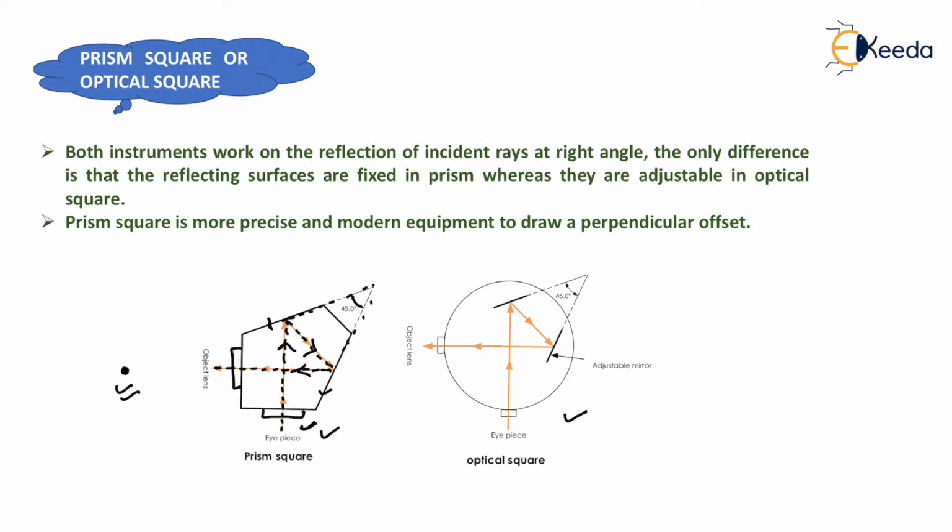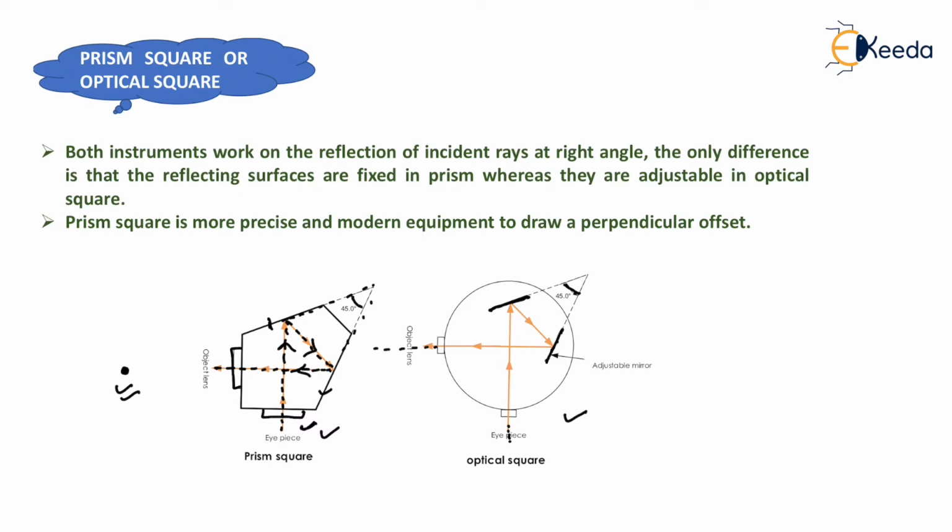Now in the optical square the principle is the same as that of the prism square, but in the optical square adjustable mirrors are present in place of fixed reflecting surfaces. So after every measurement we need to set the angle of both adjustable mirrors at 45 degrees so that we can easily see the object which is at 90 degrees from our line of sight.